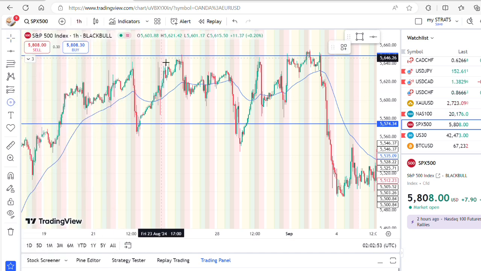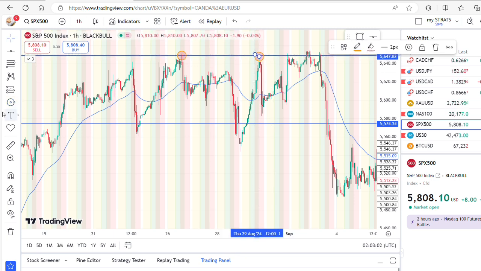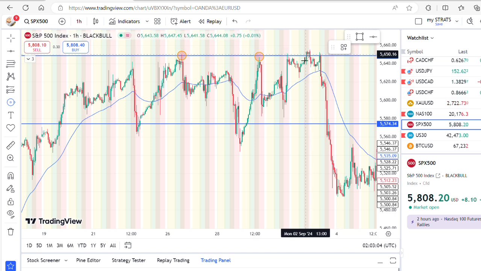I usually like to use this circle right here. So right there, price bounces off that higher time frame. Over there, price bounces off the higher time frame. And there's even a couple more areas where you can see price bouncing off of the higher time frame.